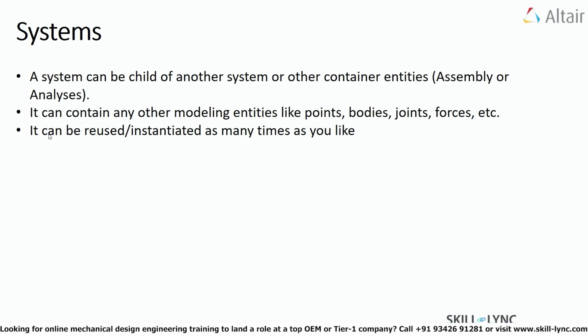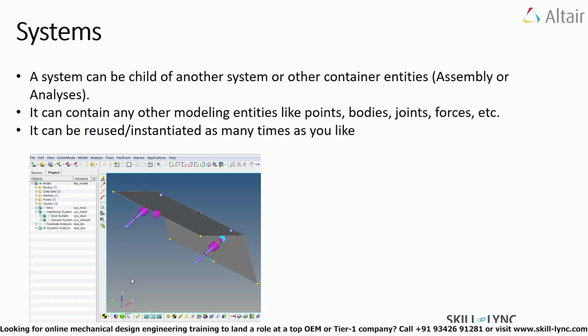A system can be a child of another system, or other container entities. The image below shows a simple model of a hatchback door of a car. The model has been arranged into a system called the hatchback system, which in turn has two subsystems, the door system and the damper system.